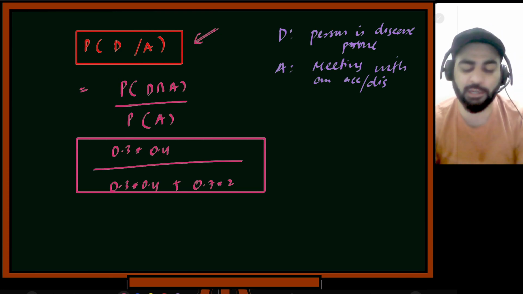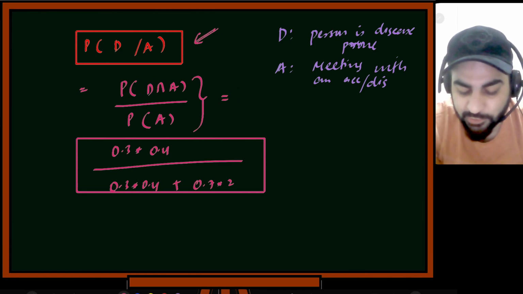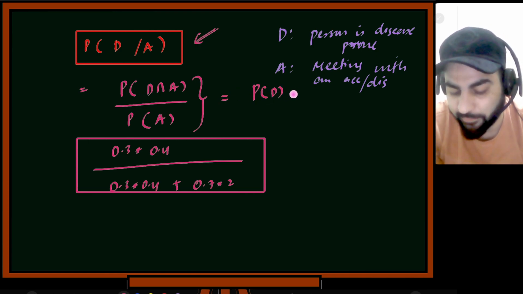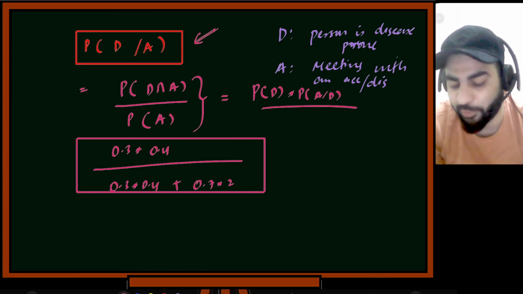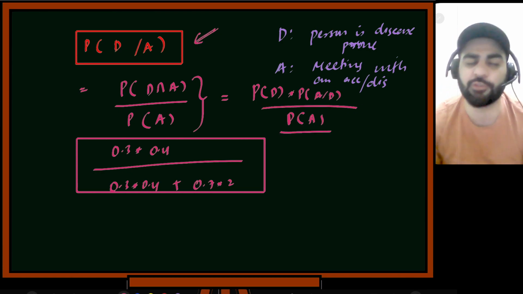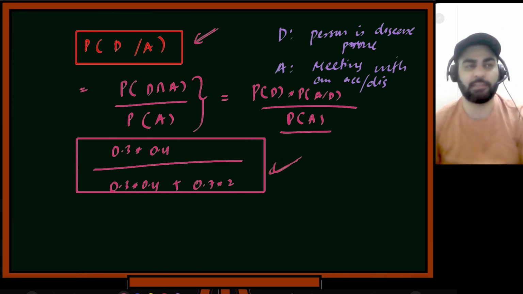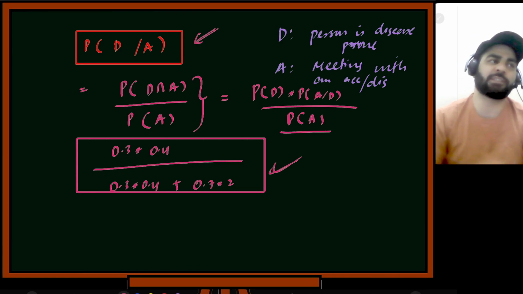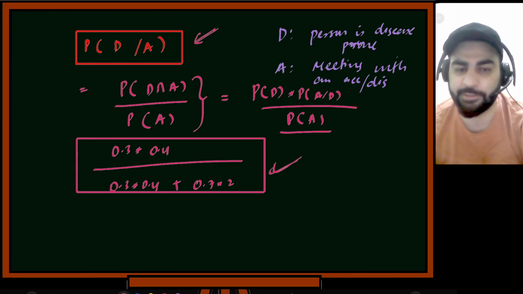So once you got that rule, you just use it, and you expand it as well: probability of D multiplied by probability of A given D, divided by probability of A. Then when you expand this, you know all the rules of probability, and you can easily come up with the answer. The first important step is how you can mathematically model the problem. That's the most important step.